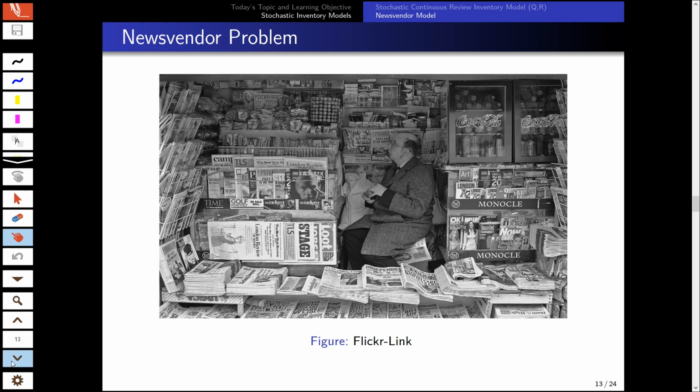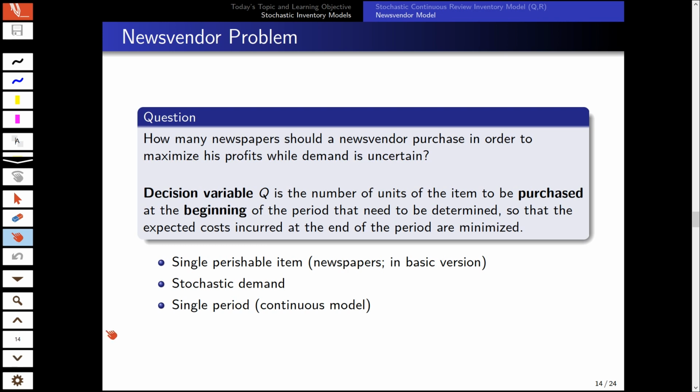So the problem that the Newsvendor is facing is that he should estimate how much to purchase beforehand, and he wants to maximize, of course, his profit, while he needs to have an estimate about the demand that he is facing. It can be that he is experienced and he knows how many people, and whom, will stop by to buy a newspaper from him. But there can also be random demand from people that are just stopping by occasionally. So his decision variable is once again the order quantity.